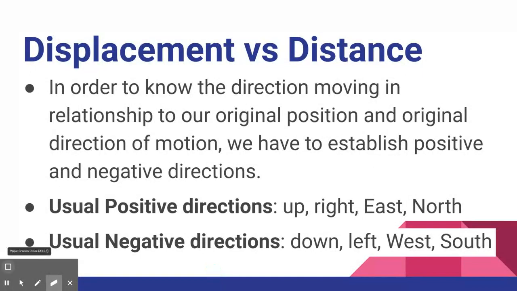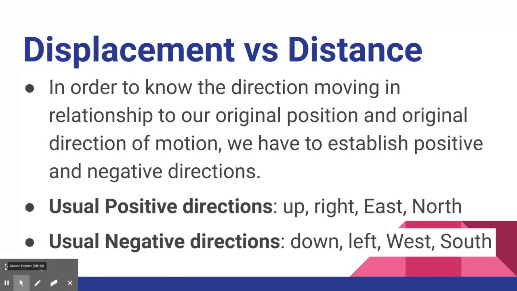So typically in these practices, positive directions are up, right, east, and north. For the most part, most of your examples are going to start with your guy moving up, right, east, north. And we just keep it positive. We keep the numeral value of the displacement positive. Whereas negative directions are down, left, west, south.